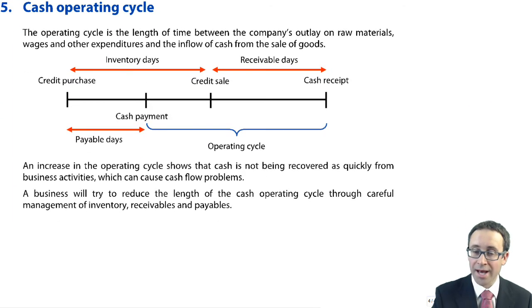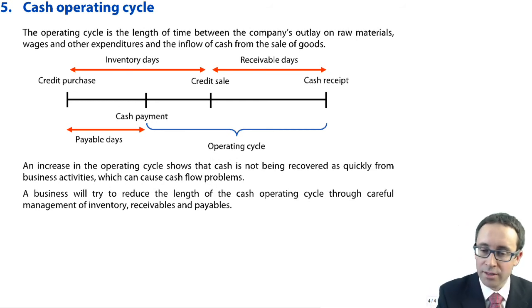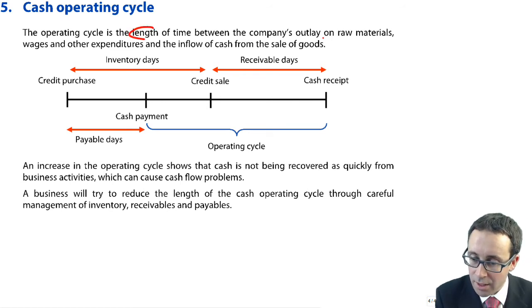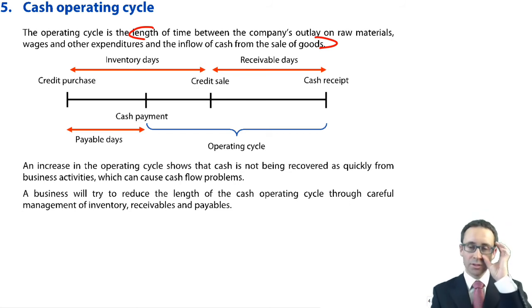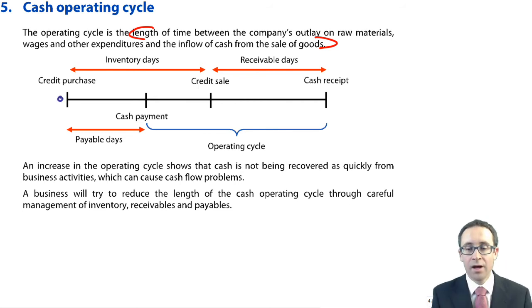It's talking about your cash operating cycle or your working capital cycle. The definition there is the length of time between the company's outlay on raw materials and the inflow from the sale of goods. So, i.e., the length of time that you are without cash. Okay. So what you've got there is initially, so today at 0, you make a credit purchase. Okay. And then after so many days, you go through there and make that payment. Okay.